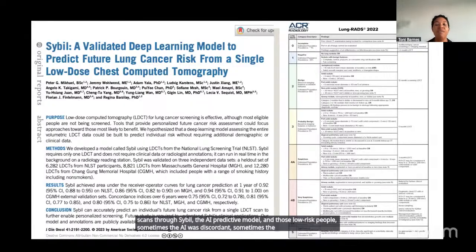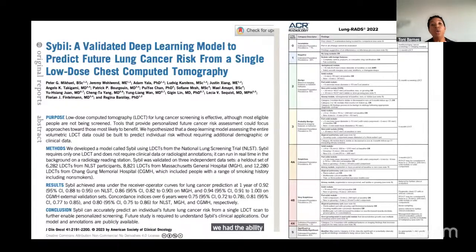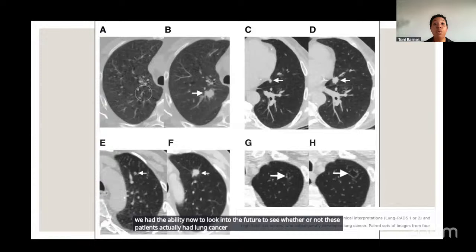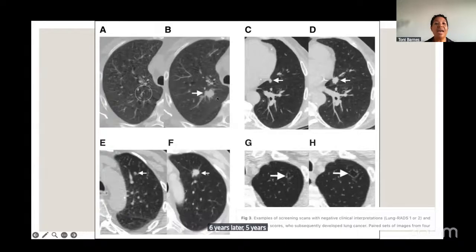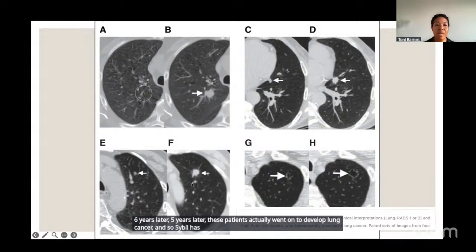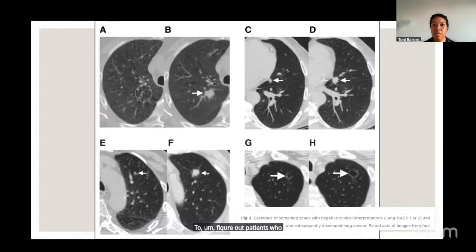Sometimes the AI thought, even though the radiologist said this was at low risk of being malignant, it was high risk. And because it's a retrospective model, we had the ability to look into the future to see whether or not these patients actually had lung cancer after all. What it found is that there were quite a few instances where the radiologist thought it was negative, the score was low initially, and 6 years later, 5 years later, these patients actually went on to develop lung cancer. So Sybil has been quite an exciting development to figure out patients who are at high risk.